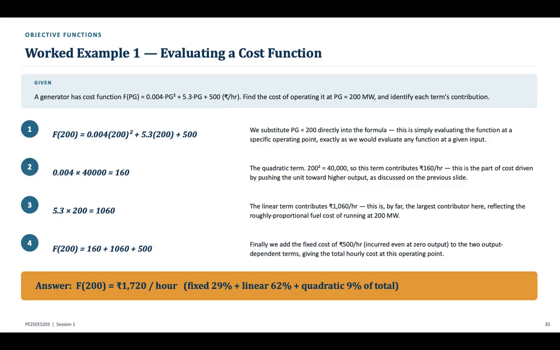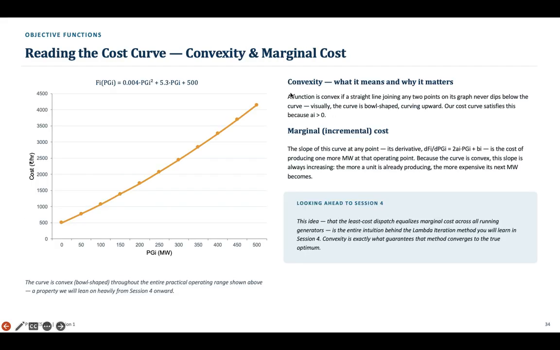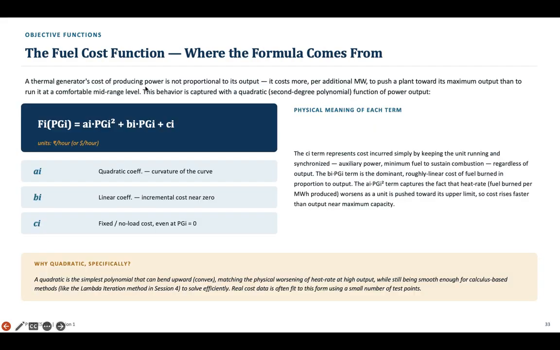Okay. So directly when you substitute Pg is equal to 200 in the formula, you are getting these values. Once see, first you can substitute this. So 200 square is 40,000, right? So when you substitute this, you get 160. That is 160 rupees per hour, because this parameter, 0.004 Pgi square. No, not 0.4. That's not the formula. Formula is here.